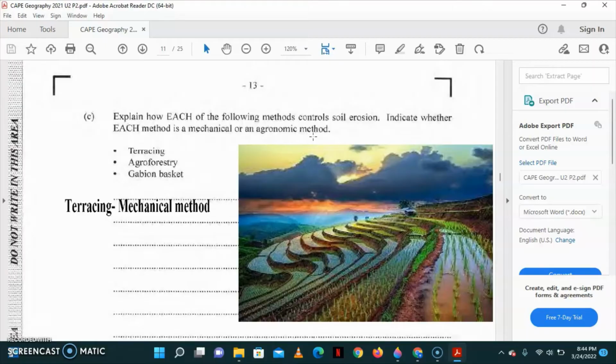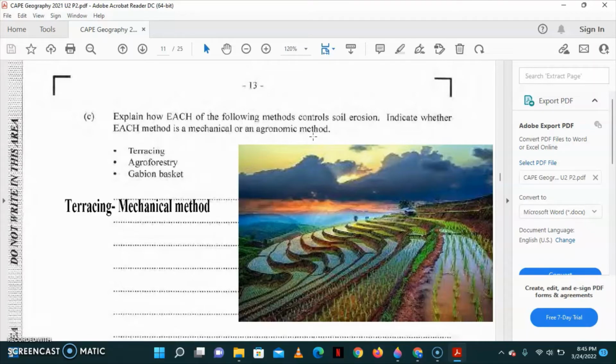method. When we talk about mechanical, it's a structural and engineering technique that is basically designed to reduce the velocity of runoff and to retain the water on the land to facilitate infiltration, while agronomic methods are where plants are used to provide cover, increase fertility, and provide a rooting network that would improve soil structure.